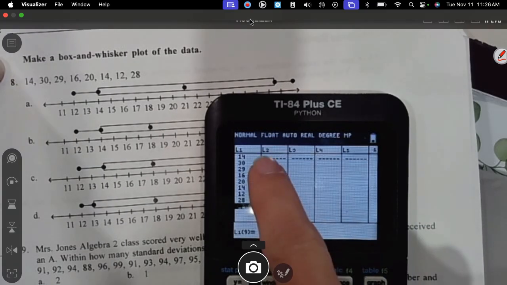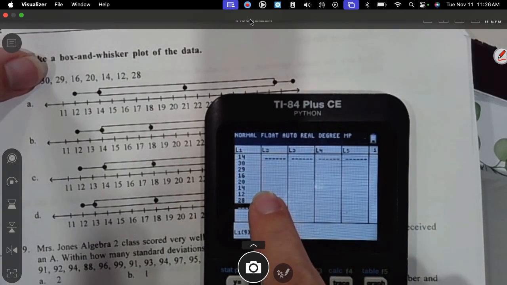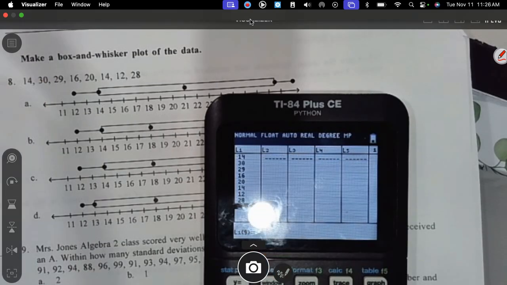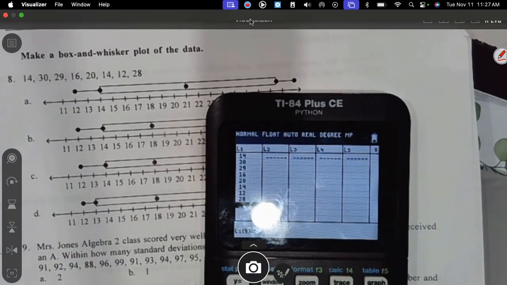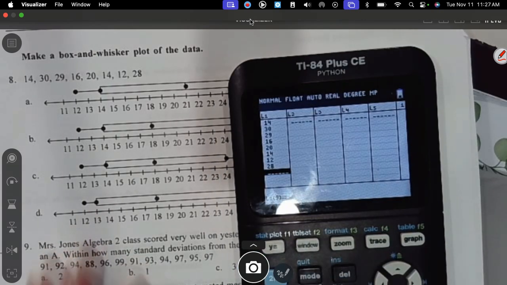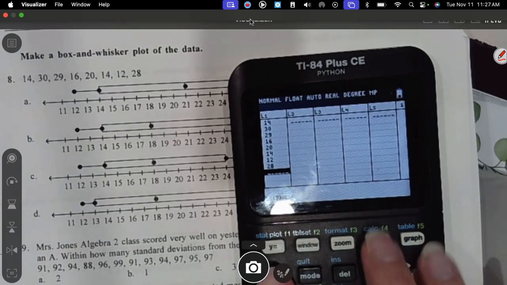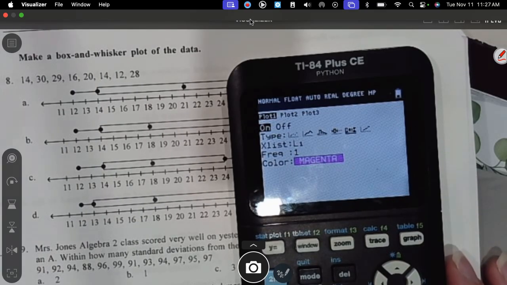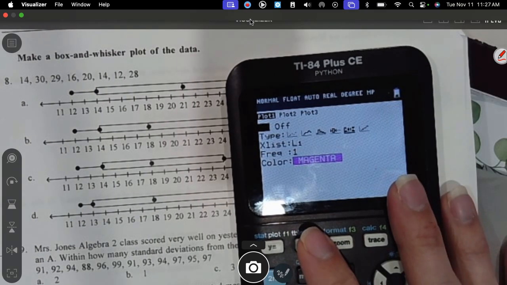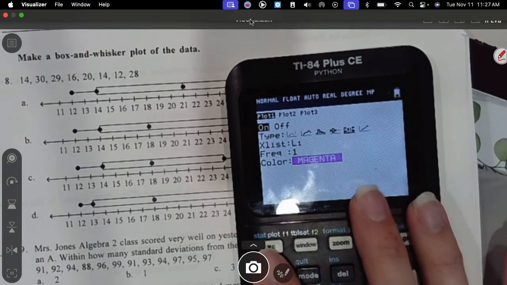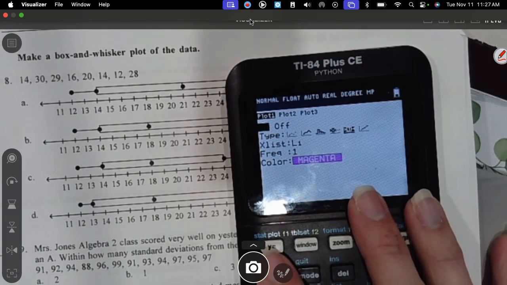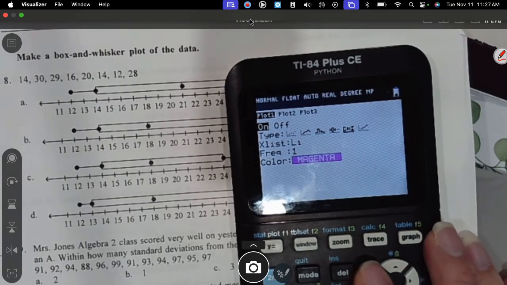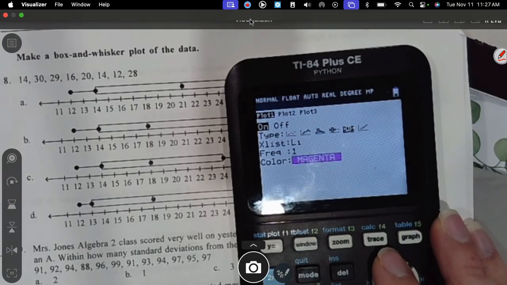Let me double check them because I messed up. 29, 16, 20, 14, 12, 28. Okay. Wait, are we supposed to put it in order? No, I just put them in like they had them. Then I press stat plot, that's second y equals, and I turn on my box and whisker plot. You turn it on, but you go over here and select this one right here. That's the box and whisker plot.